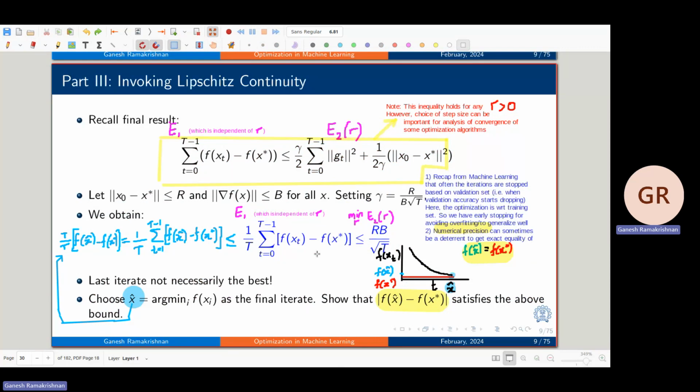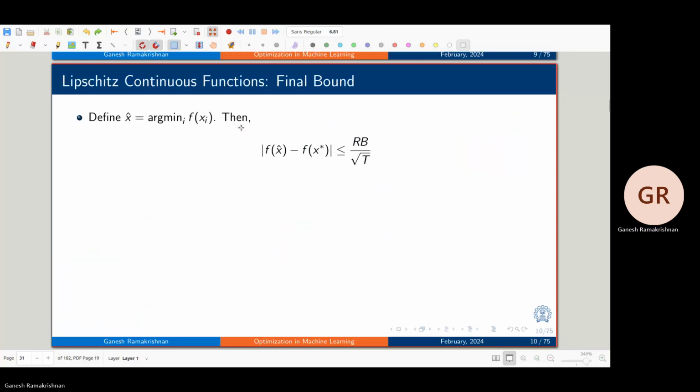Okay, so now I have come to the main part. The right hand side can still be a big number, but it's varying as 1 upon square root T. That's the key here. Okay, so let's write down what we have got. F of x hat or x T minus f of x star is less than or equal to RB by square root T. This is the key finding so far for all the hard work.